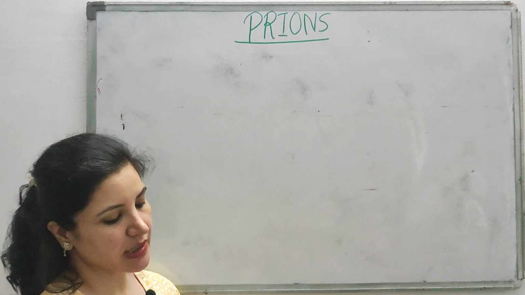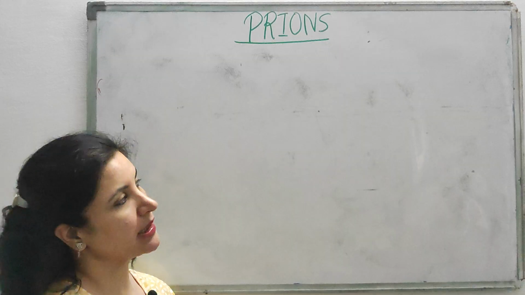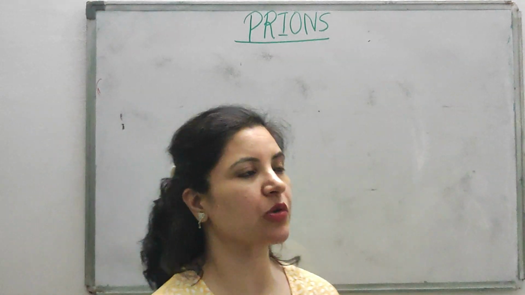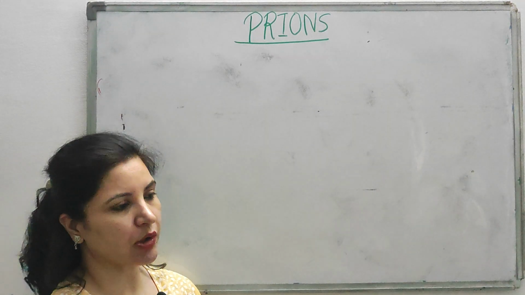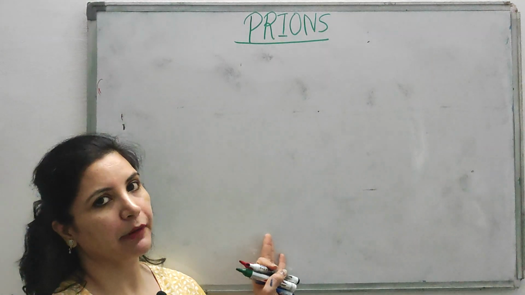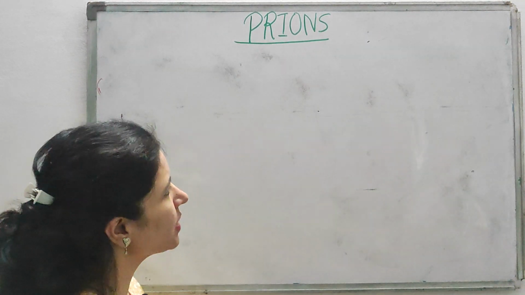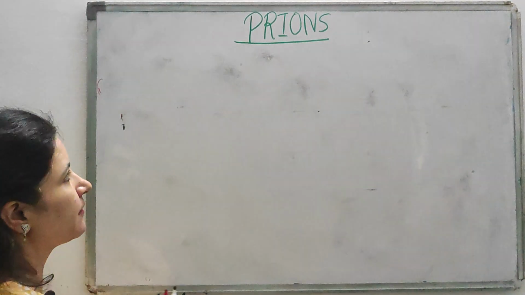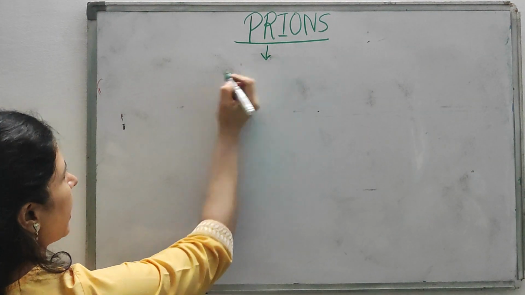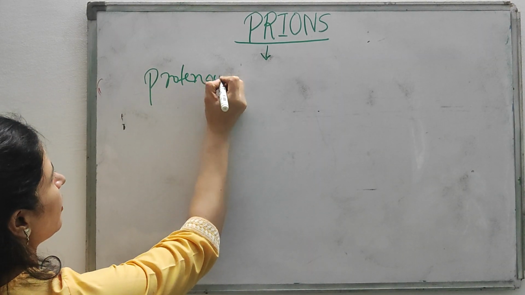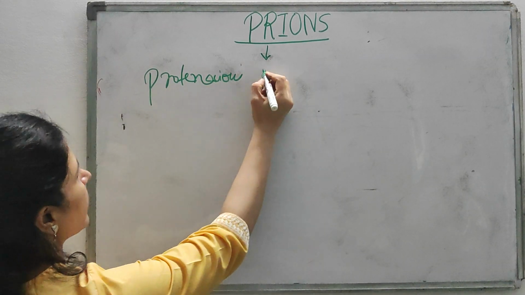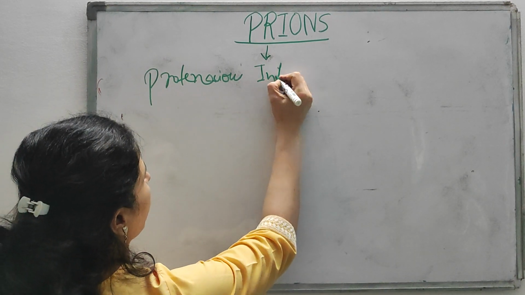So today we will discuss an important topic, prions, and it's an important topic for PG students only, not for UG. It comes frequently asked as a short note, and it is a part of your paper 4. Okay, so let's understand what prions are. Prions are proteinaceous infectious particles.